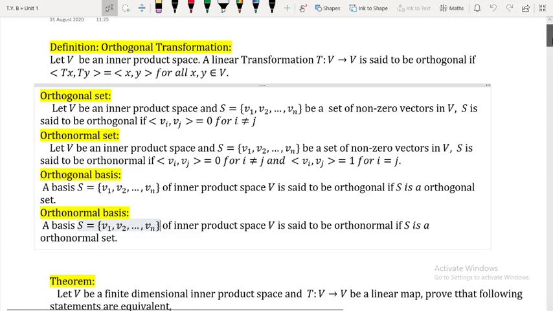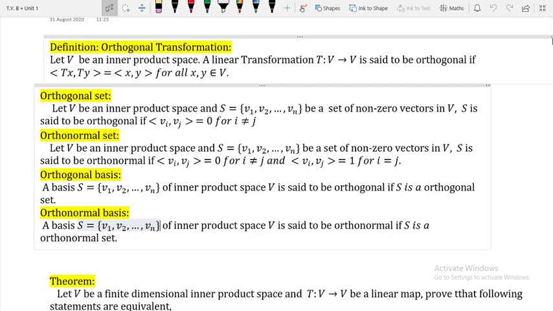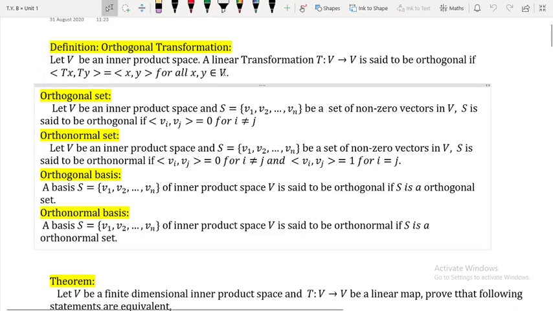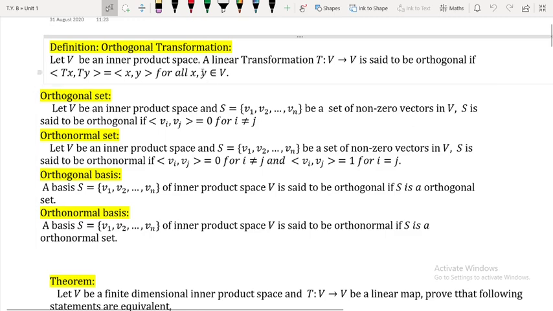Hello my dear students. Today we are going to see a few definitions and then we are going to go for a theory question coming under the topic orthogonal transformation, or you can say orthogonal linear transformation. It is one and the same.